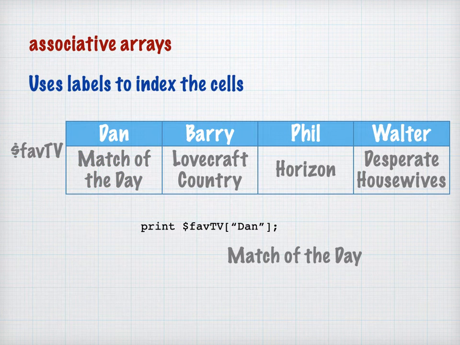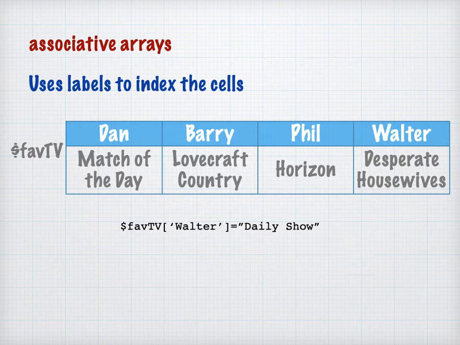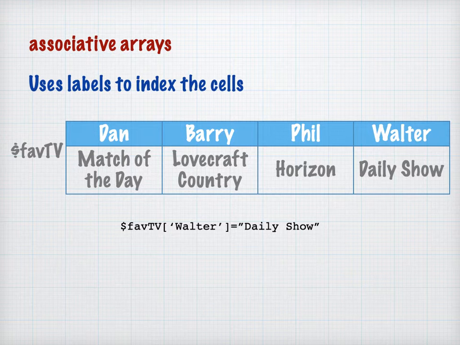If we want to set a value, then what we do is we use that notation, but we use an equal sign and we give it a value. So we could go favTV Walter is Daily Show, like that, and that will transform the contents of the cell. Now note how we can use double quotes or single quotes inside the square brackets.